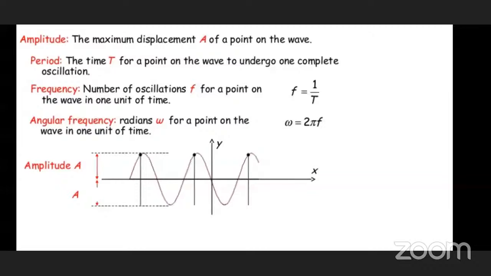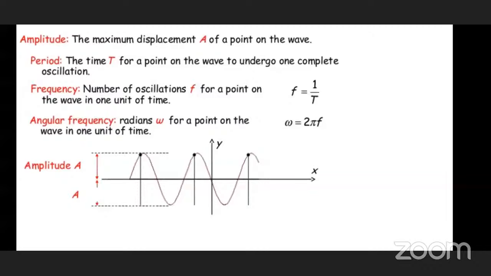The next parameter is frequency. What is frequency? The number of oscillations, or number of waves, per point on a wave in one unit of time. In one unit of time, how many waves are formed? That is called frequency. Frequency and time period are interrelated by the formula f = 1/T. In the wave equation we have kx - ωt. What about omega? Omega is the angular frequency, also known as angular velocity.